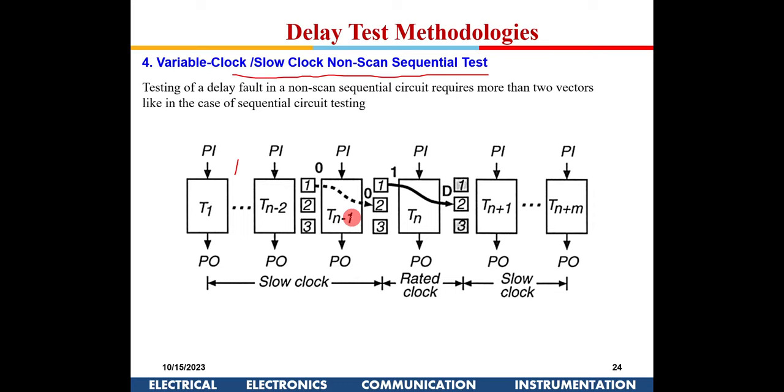When we learnt about testing of the sequential circuit, we went by the time frame method, right? Suppose this is a combinational circuit. There are some inputs which are coming directly, some could be coming from other flip flops, right? So those flip flops need some initial vectors to be put there, right?